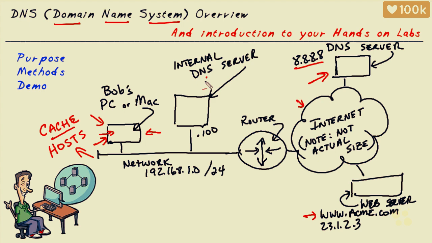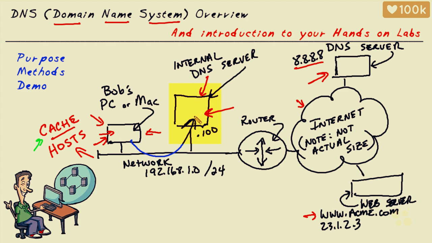However, another option is we could have our own internal DNS server on our own internal network. And that's where Windows Server 2016 could come in. We could install the DNS server role on an internal server. So if we played this out, if Bob needed to resolve a name to an IP address like acme.com, if Bob's computer is set up to use the .100 address's DNS, the request would go over to the DNS server. And now it's up to this DNS server to go ahead and respond back to Bob.